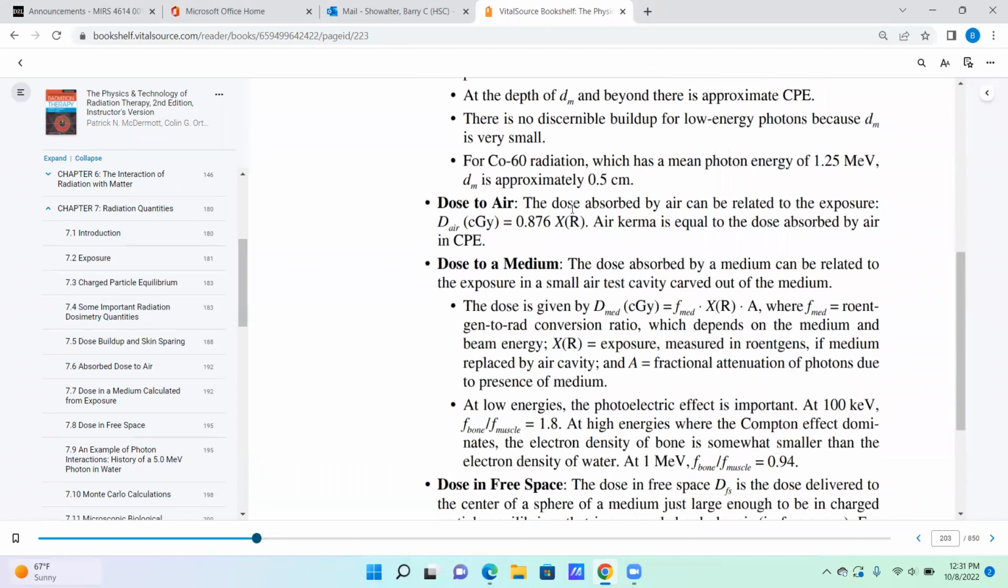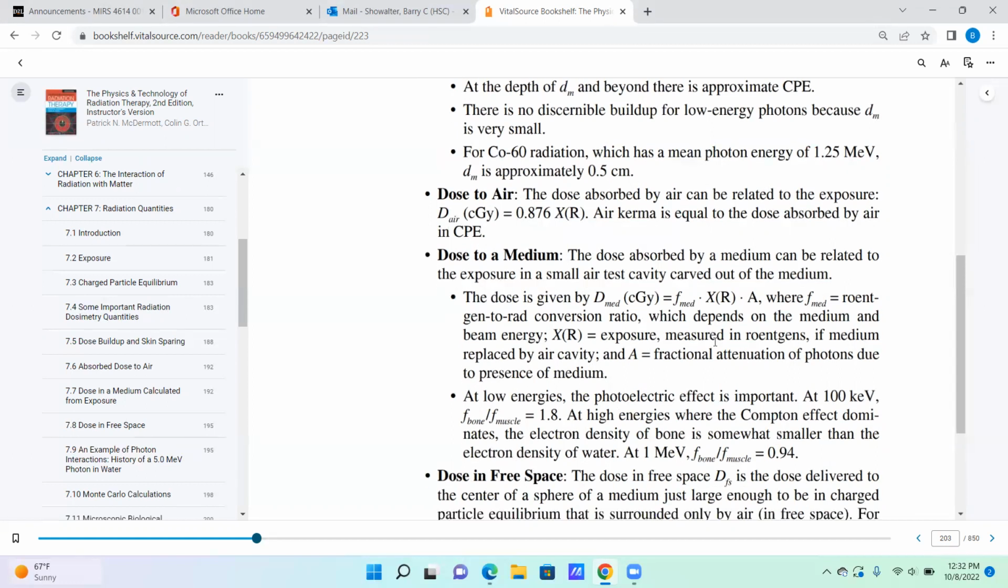Dose to air: the dose absorbed by air can be related to the exposure, and this is how that is done. Air kerma is equal to the dose absorbed by air in charged particle equilibrium. Dose to a medium: the dose absorbed by a medium can be related to the exposure in a small air test cavity carved out of the medium.